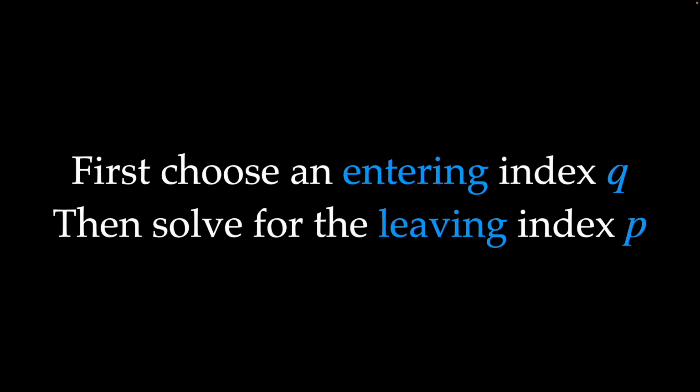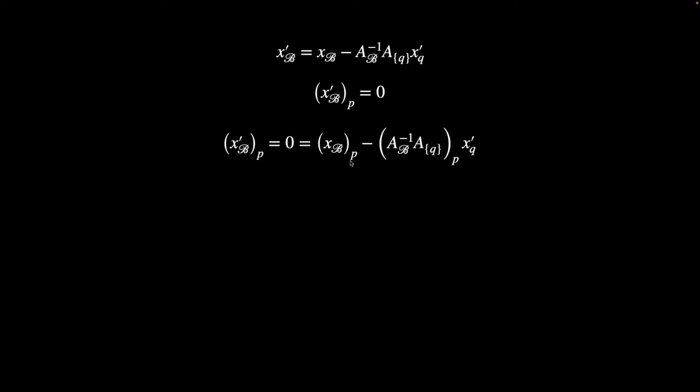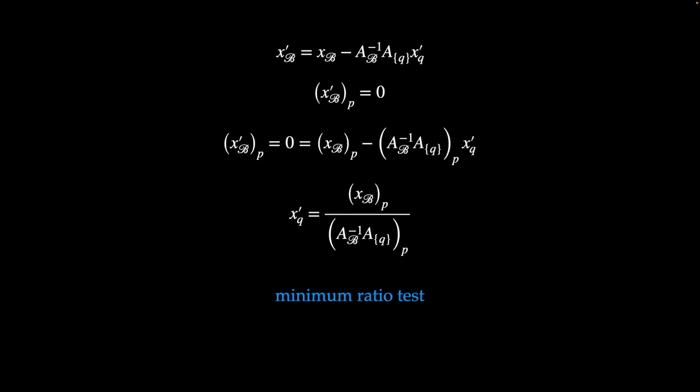Once we've chosen that q, we're then going to solve for the leaving index p. How do we solve for the leaving index p? That's the question we have now. This is the expression we saw for x basis prime before. Recall that the pth component of this has to equal 0, since that is our leaving index, the index leaving the basis. So we can rewrite this top expression using this fact in terms of the pth component for each of these terms, and this allows us to solve for xq prime. If we rearrange this for xq prime, we have this expression. This is typically referred to as the minimum ratio test. Why the minimum ratio test? What does this mean?